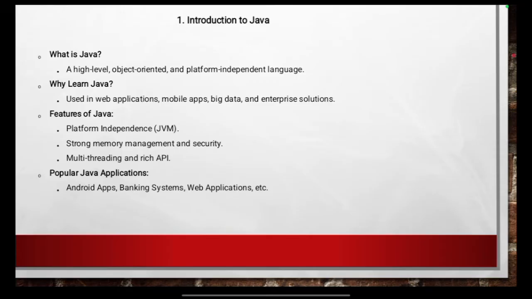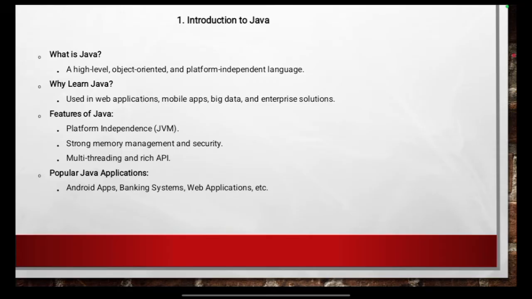Now, popular Java applications. Java is the backbone of many critical applications worldwide. Some of its most well-known uses include Android app development, online banking systems, web applications like LinkedIn and Twitter backend components, enterprise software, scientific computing, and even large-scale data analysis platforms. Java's ongoing evolution with continuous updates and new features ensures it remains relevant and powerful for modern development needs.